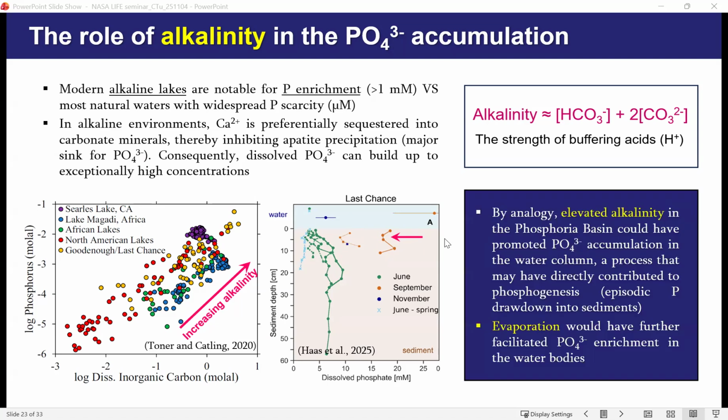By analogy, we propose that elevated alkalinity in the Phosphoria basin could have promoted phosphate accumulation, a process that may have directly contributed to phosphogenesis. Beyond the role of alkalinity, evaporation would have further facilitated phosphate enrichment in the water bodies.